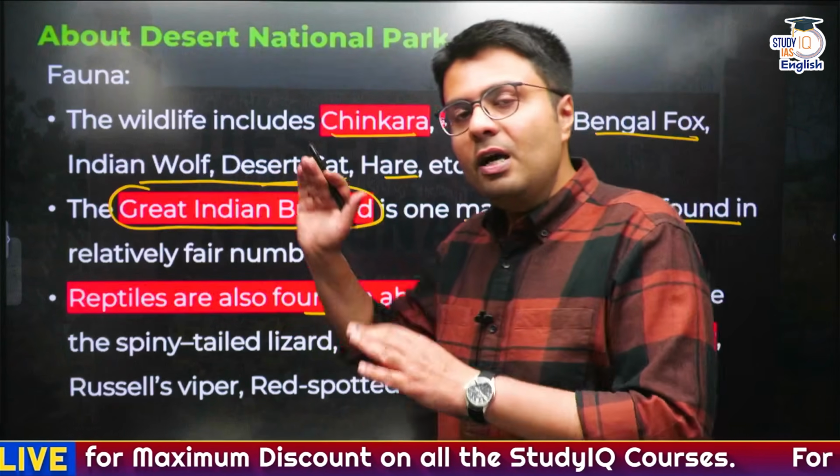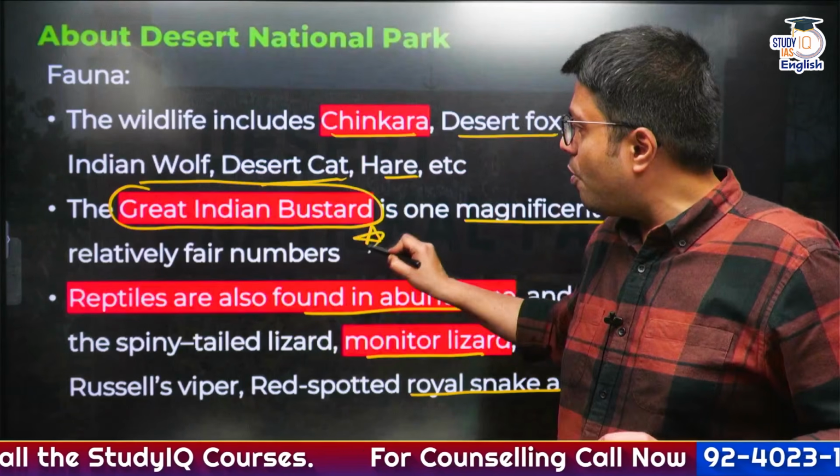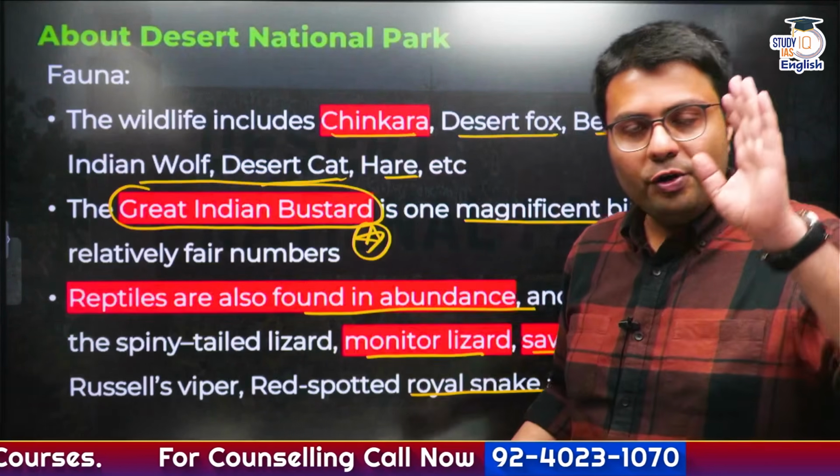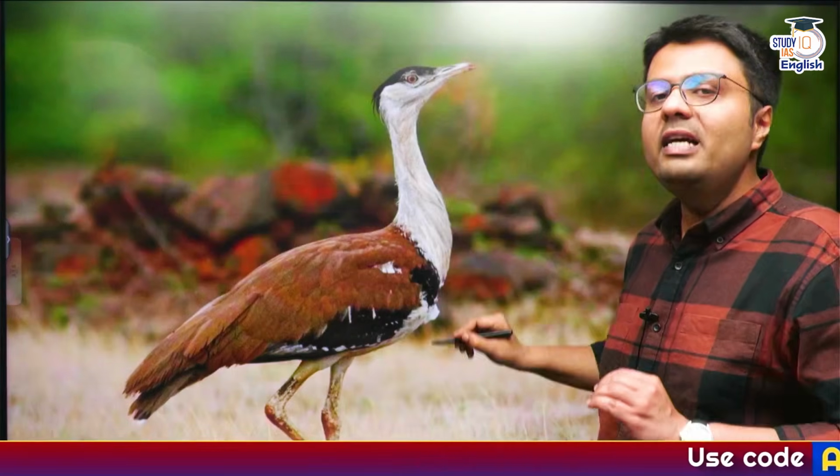So these are the important fauna that are available in the region. Now, let us get back to our discussion of Great Indian Bustard. If you don't have an image in your mind, do not worry. This is the magnificent Great Indian Bustard. Now you can understand this bird species longitudinally is very long.